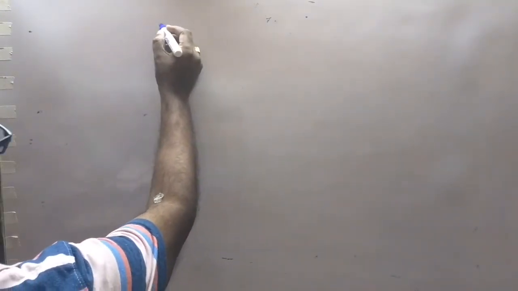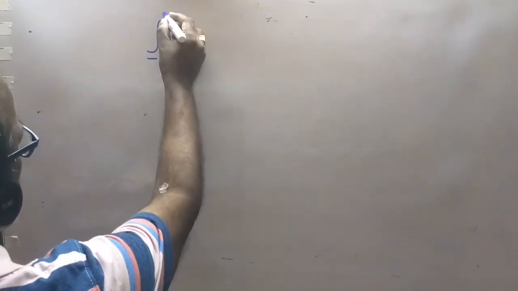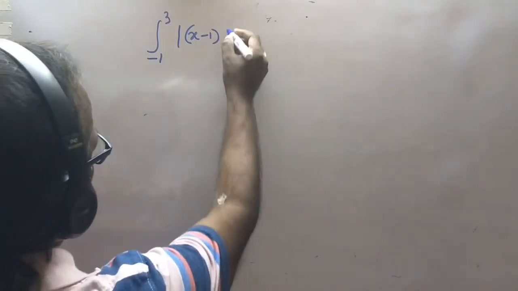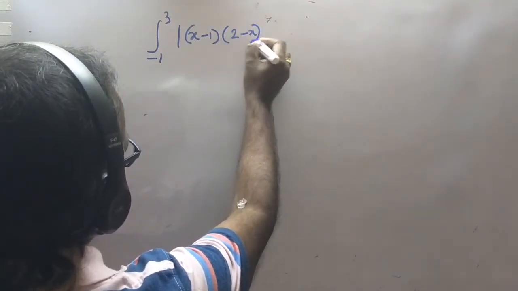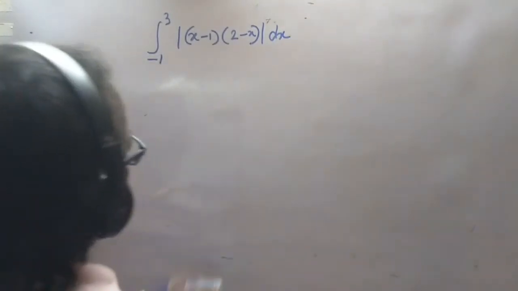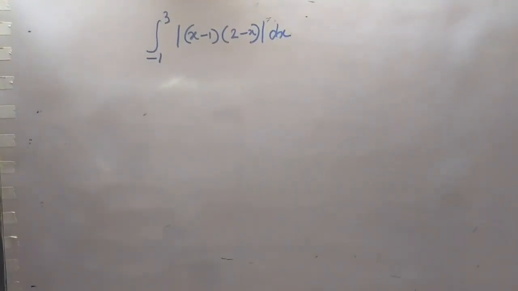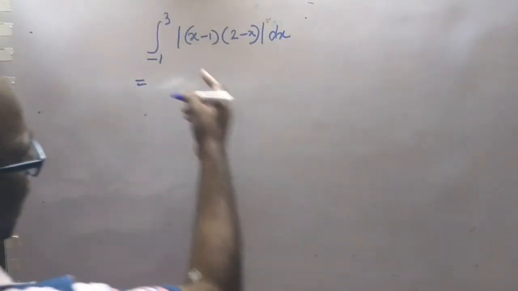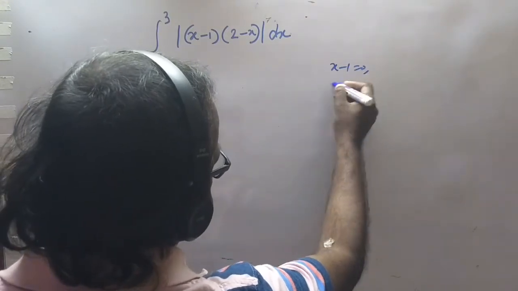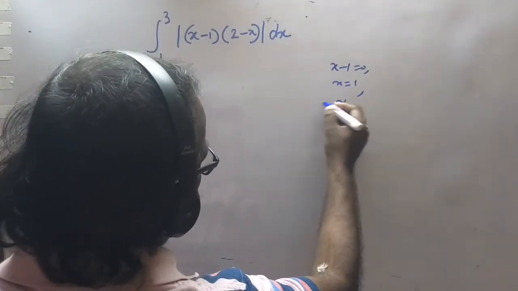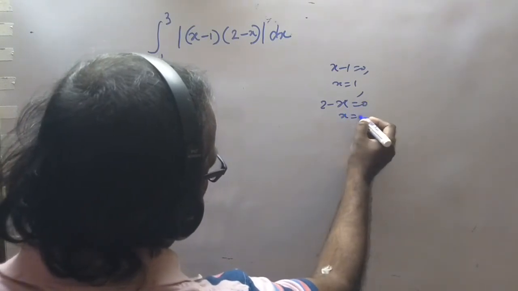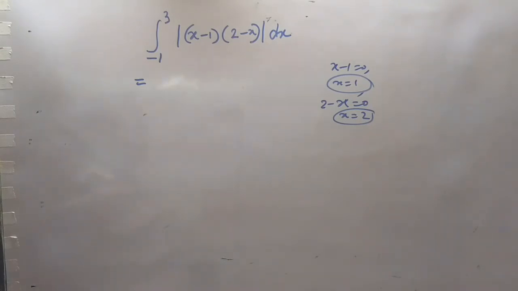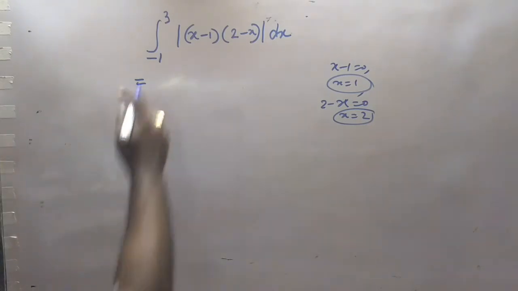Again see here, the integral from minus 1 to 3 of mod of x minus 1 and 2 minus x, and this is dx. Okay, there is an easy simplification, we have done it. Like here, x minus 1 equal to 0, then we get x equal to 1, and 2 minus x equal to 0, then we get x equal to 2. This is the most vital point. So this integral would be split at 1 and 2, the points in between them.